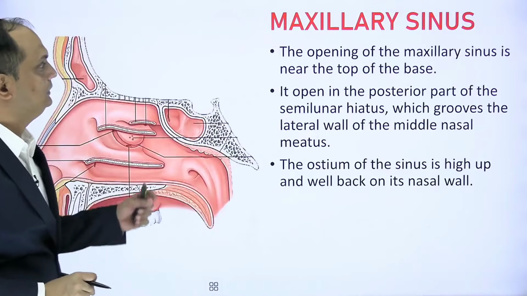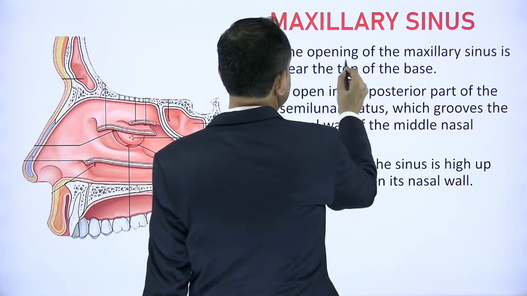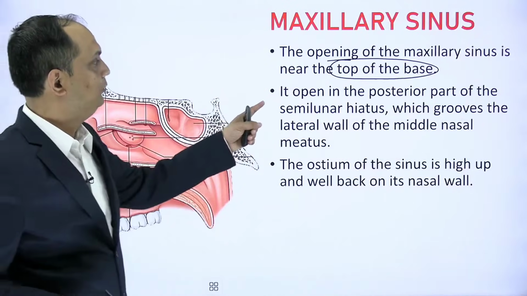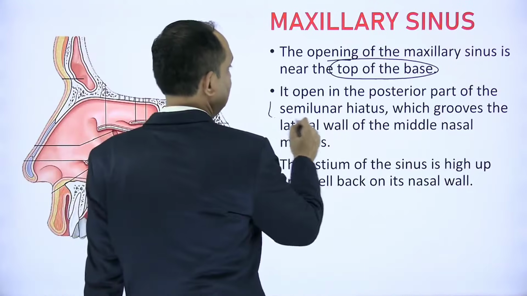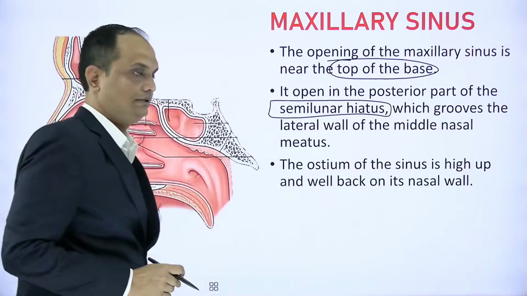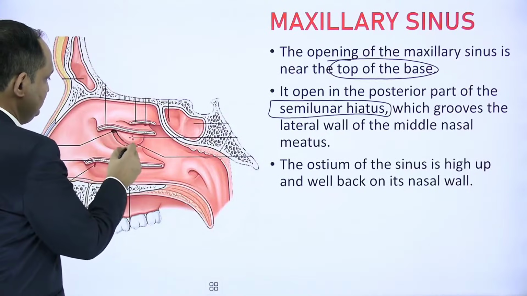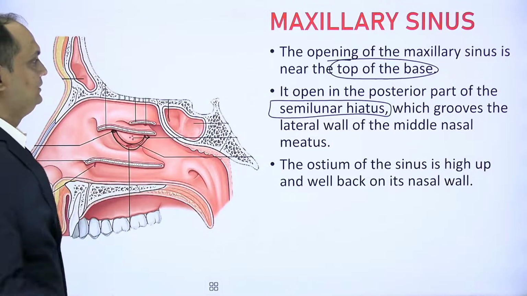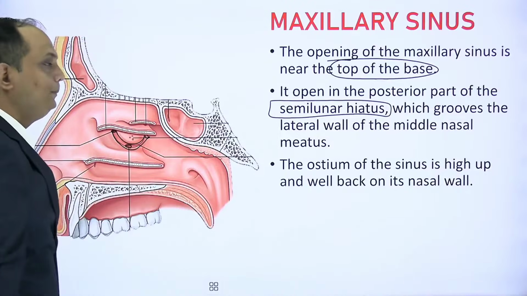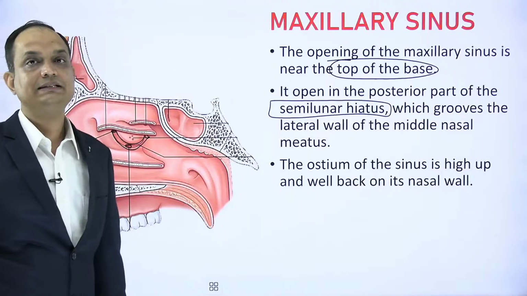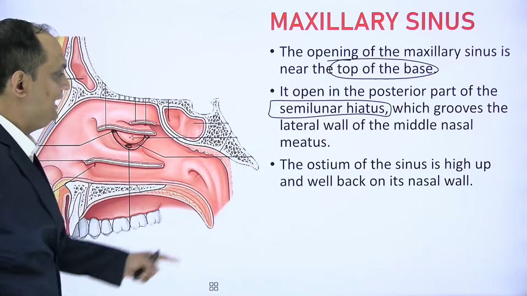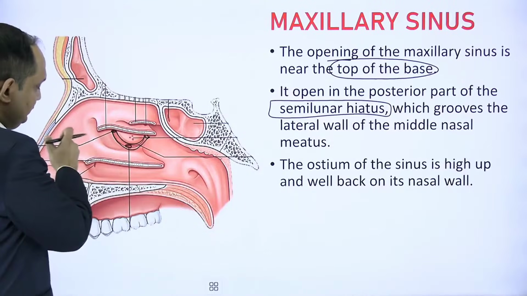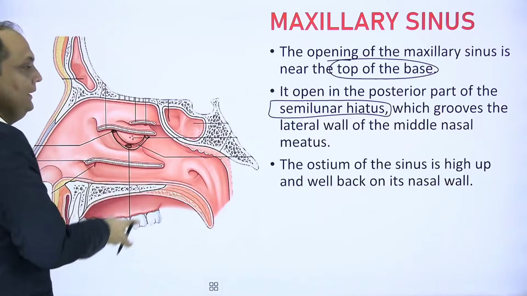Now, the opening of the maxillary sinus is near the top of the base, at a higher level, and it opens in the posterior part of the semilunar hiatus, which grooves the lateral wall of the middle meatus. This is the middle meatus, and in it you can see a groove, known as the hiatus semilunaris. In the hiatus semilunaris, on the posterior side, there is an opening for the maxillary sinus. The ostium of the sinus is high up and well back on its lateral wall. That means on the nasal wall it is placed posteriorly, and compared to the floor it is at a higher level.